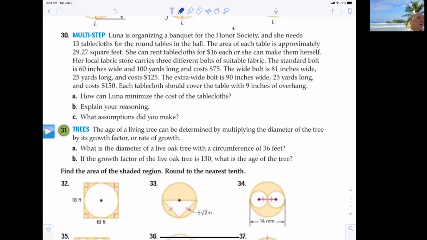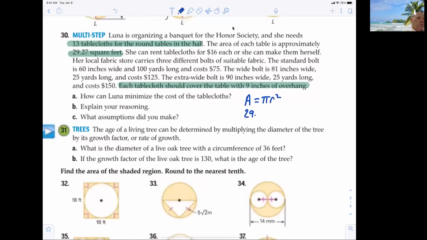All right, so she has 13 tablecloths. And the area of each table is 29.27 square feet, right? Now, we have to figure out, if I'm not mistaken, what the radius is, correct? Because we need to have it overhang by how much? 9 inches. Does everybody agree? So if the area of each table is 29.27, area equals pi r squared, correct?